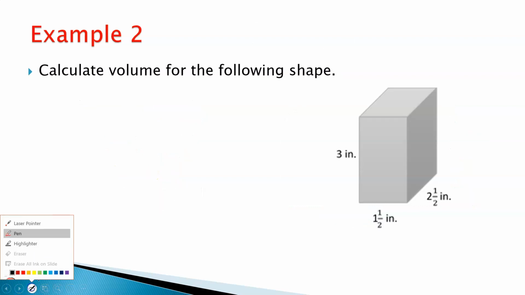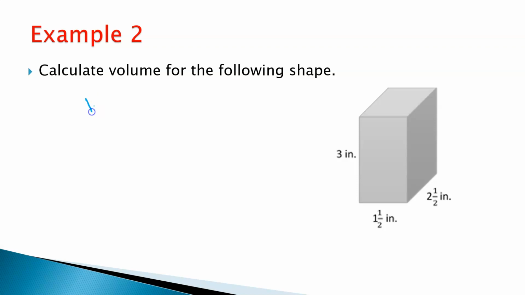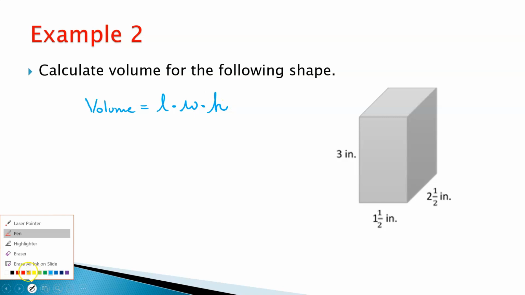All right, let's try that one more time. Calculate volume for the following shape. So I have a rectangular prism. Volume, one more time, is going to equal our length times our width times our height. Again, always make sure you're using the correct formula for the correct shape.